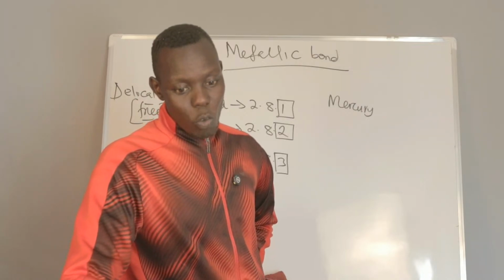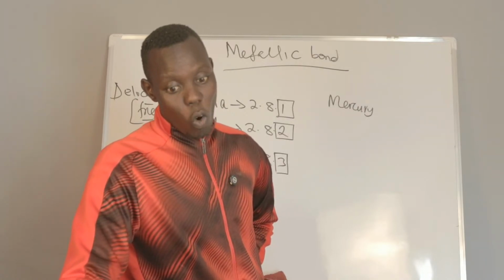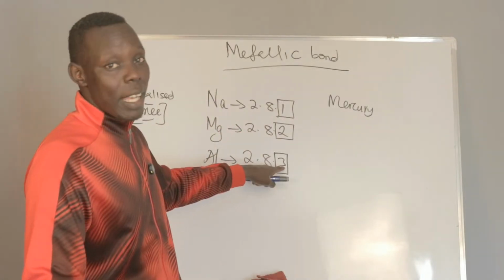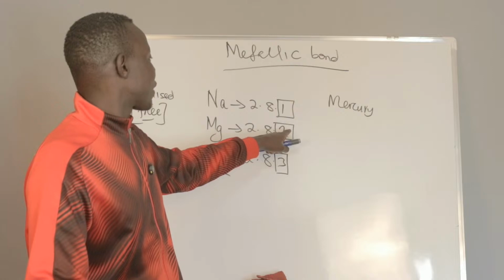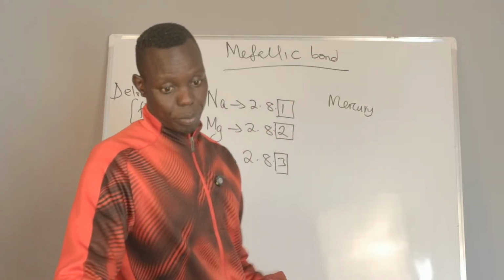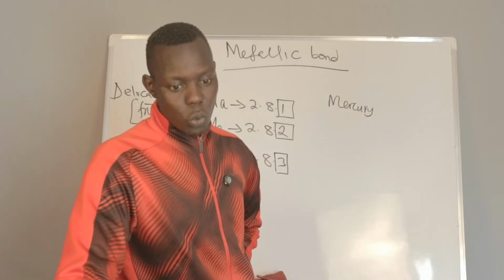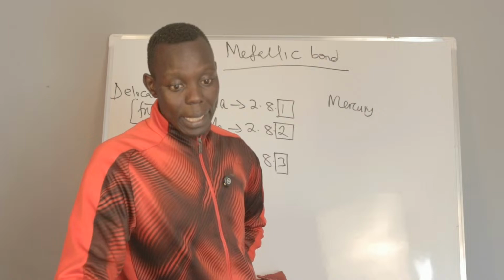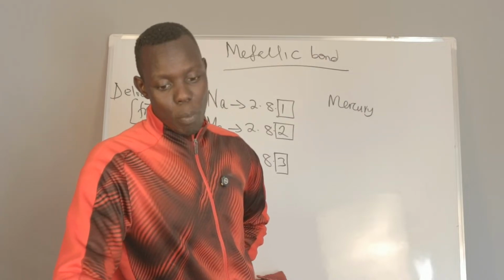Aluminium is a better conductor of electricity and heat compared to magnesium, simply because it has 3 free electrons. Magnesium has how many? 2. Yes. So we don't have much to talk about here. We don't have many words to say here. That was structure and bonding.